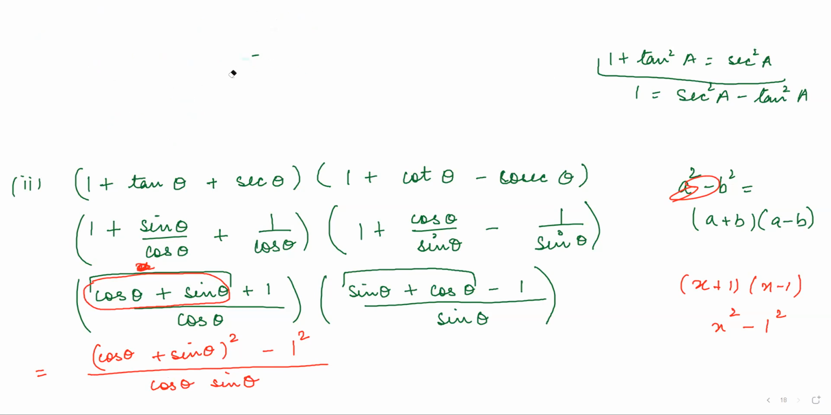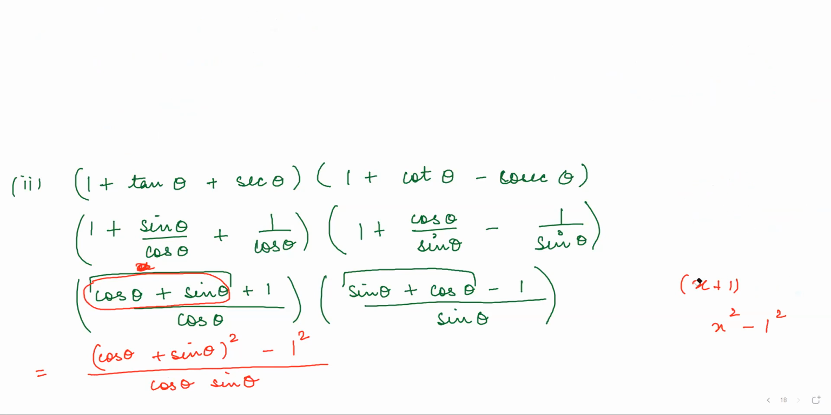And if you don't want to use the identity, you can simply multiply. Just open the bracket and multiply, then also you will get the same thing. Do it carefully. You can check it later on. Now, this is not cos square theta plus sine square theta, so you cannot write it as 1. This is a whole square, so you have to open the bracket.